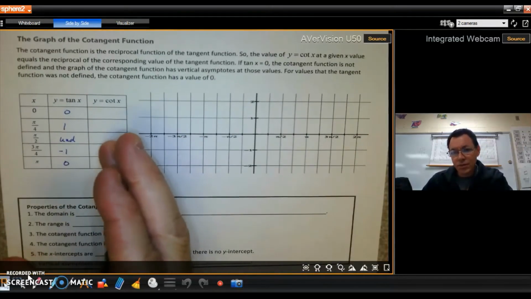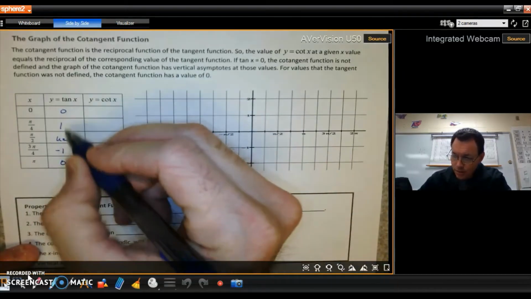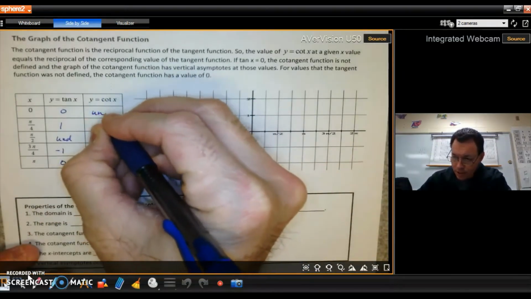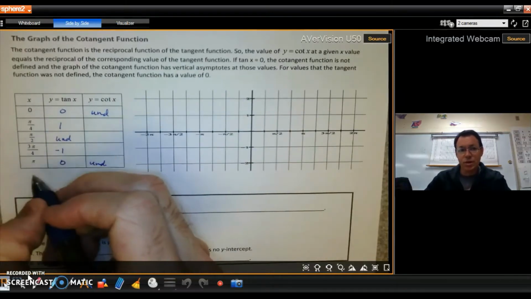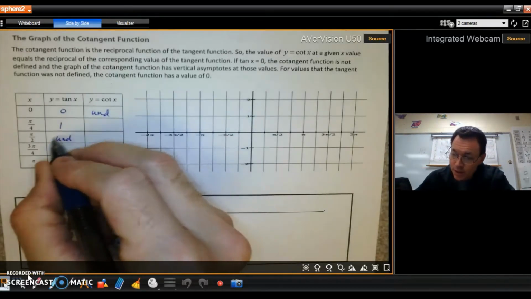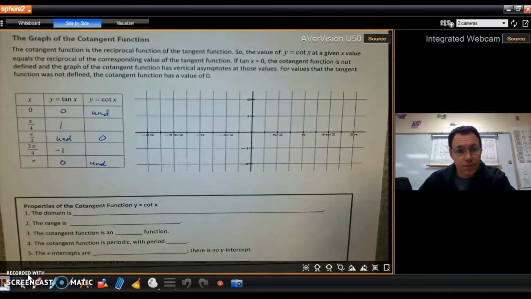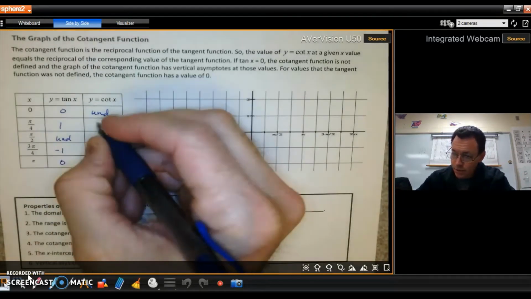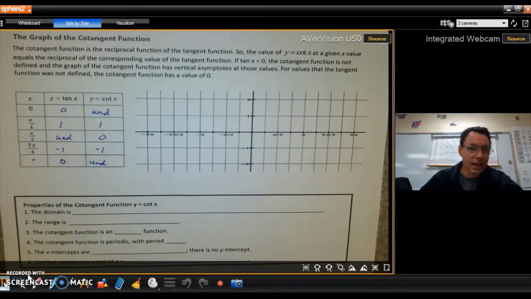So what does that mean for the cotangent values? It means these two values of 0 are now going to be undefined, which is why I chose these two starting points, because those are going to be vertical asymptotes. So I'm going to draw a section of this graph in between these vertical asymptotes. The tangent value that's undefined will now be 0. And if you take the reciprocal of 1 and the reciprocal of negative 1, you still get 1 and negative 1.